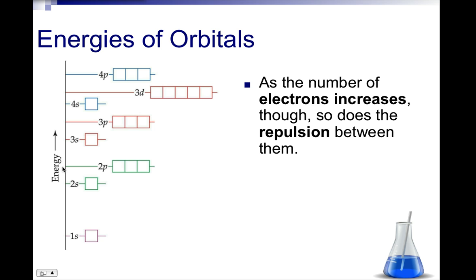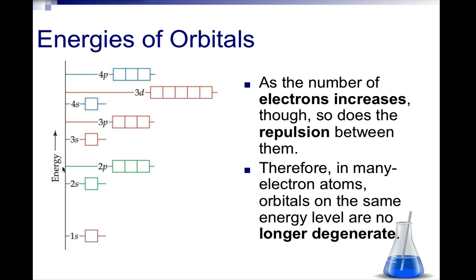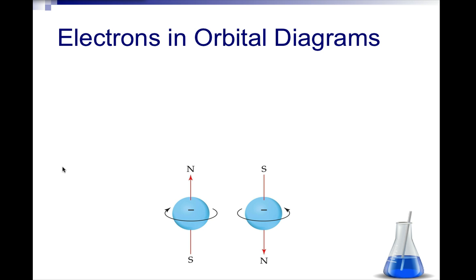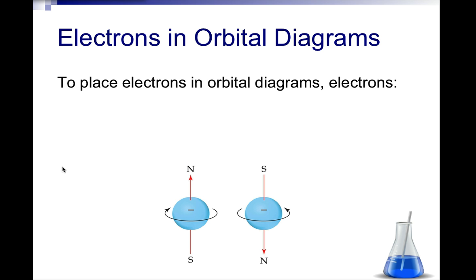to remove the confusing arrows. As the number of electrons increases, so does the repulsion between them. Therefore, in many electron atoms, orbitals on the same energy level are no longer degenerate. In other words, they will not occupy the same place at the same time.